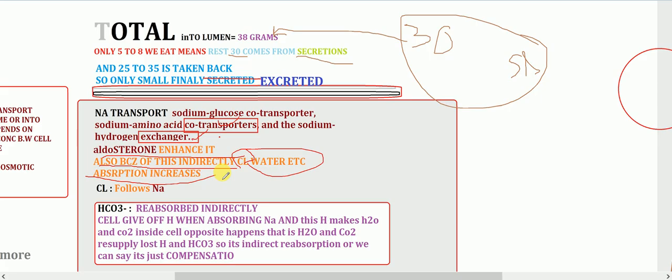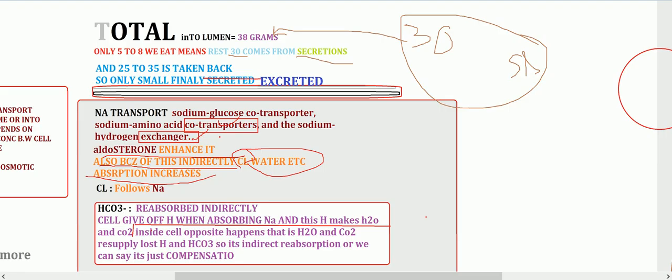So then we have the chloride reabsorption. It simply follows the sodium. Now this part is a little bit complicated. It's about the bicarbonate ion. The word is indirectly. It is reabsorbed indirectly. When I was reading this, this word indirectly just got on my skin, and I was like, what does it mean? What is this? So I actually read it myself, and now I explain it to you. I hope I'll explain it well.